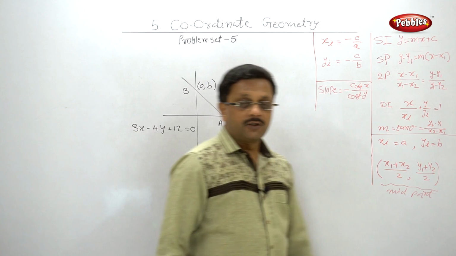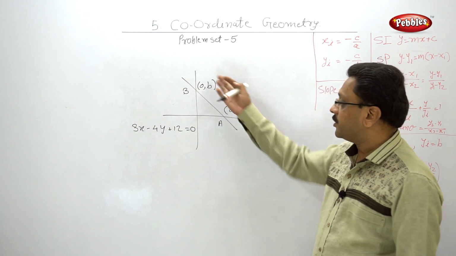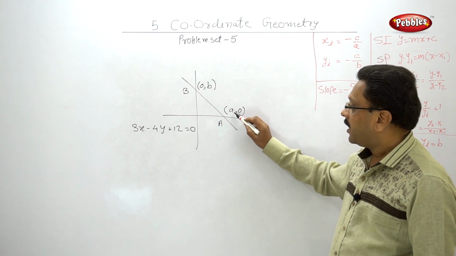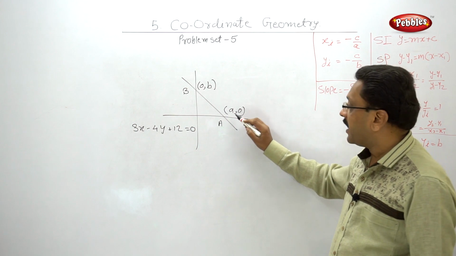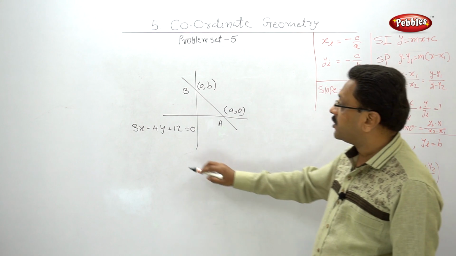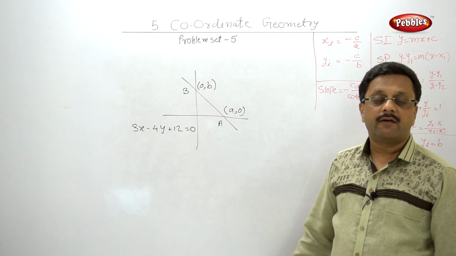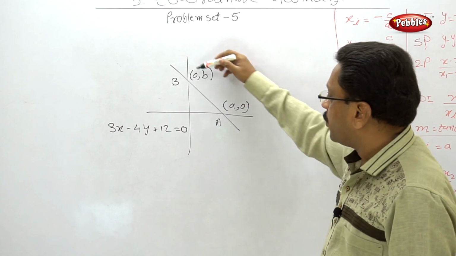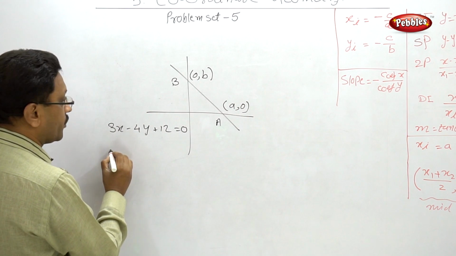Now, since both the points are on this line, both the points must satisfy this equation. So first we'll substitute x and y for A and 0. Okay, we will get the value of A. Then we will substitute 0 and B as x and y and we will get the value of B. And hence we will get these 2 points. It is very simple. Let us solve this.